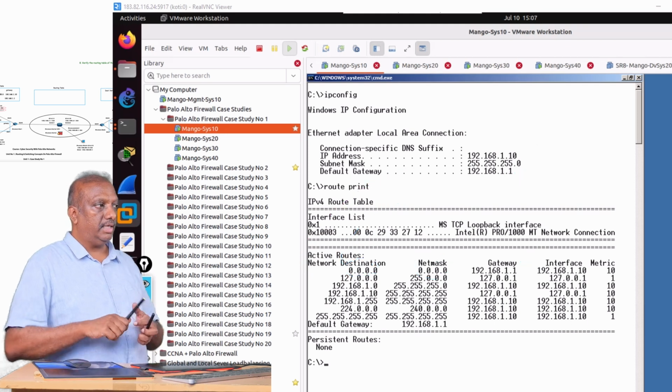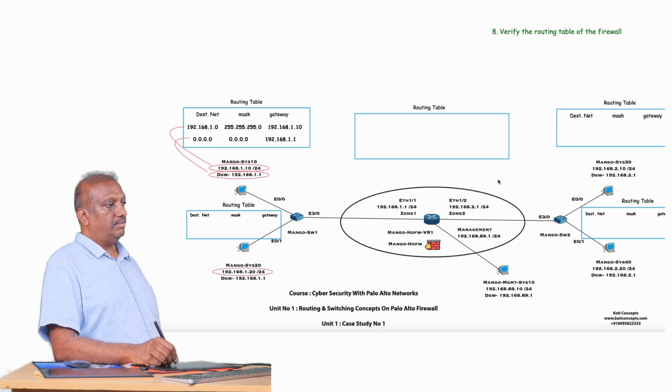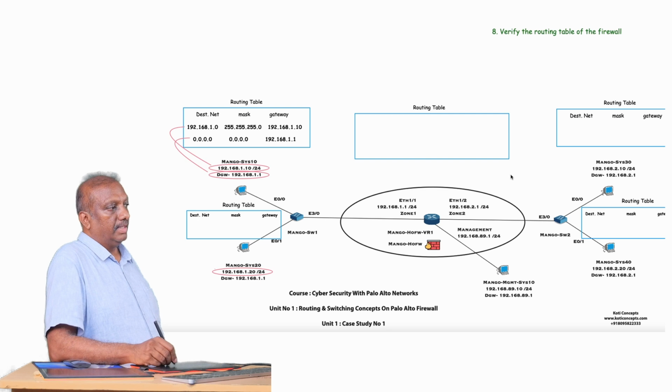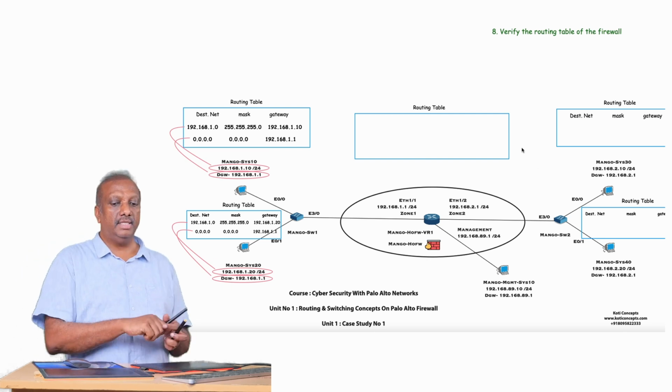Similarly, if I go here, see the diagram here now. Because sys20's IP address is 1.20, I see the routing table here. A route will be there saying for your own network yourself is the gateway. Because there is a default gateway, a default route will also be there in the routing table, right? So let us see that now.